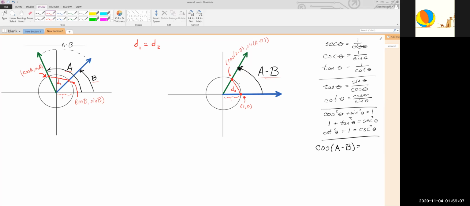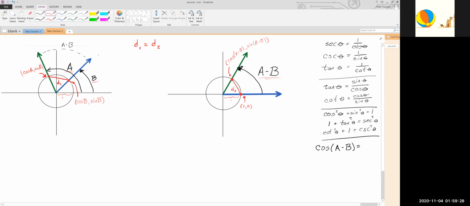Now, knowing that those two distances are the same, if we can write an expression for that distance in terms of this point, cosine a minus b and sine a minus b, and the other distance in terms of the a's and b's separately, we'll have a relationship. And that's what we're looking for.